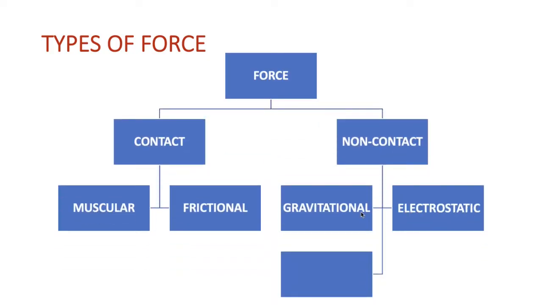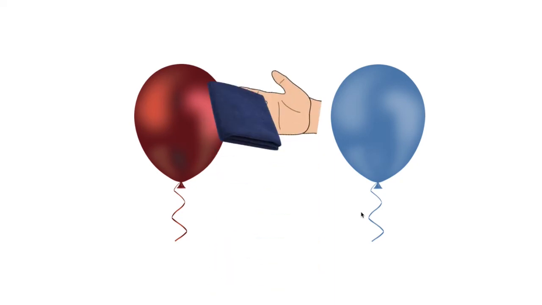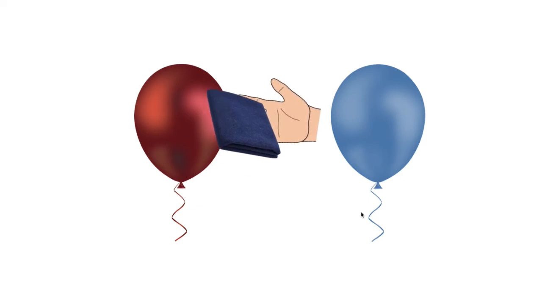Then, the other type of force that we have is the electrostatic force. Now, this is very similar to the working of the magnetic force. Here we have one balloon and the other balloon, red and the blue balloons. I rub the red balloon with a woolen cloth, and with the same cloth, I also rub the blue balloon.